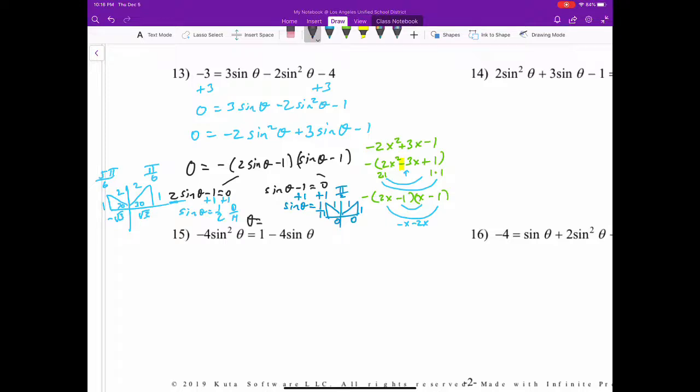Theta is equal to, starting from least to greatest, this one first, pi over 6, followed by this one here, pi over 2, followed by this guy here, 5 pi over 6. And those are my answers.